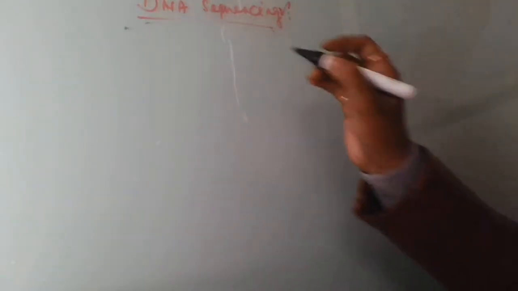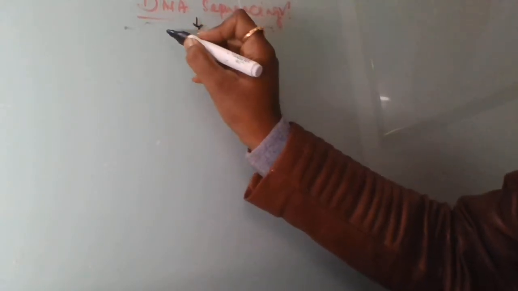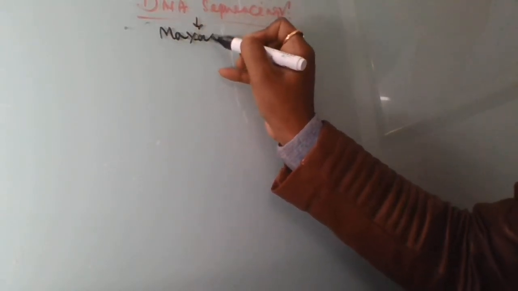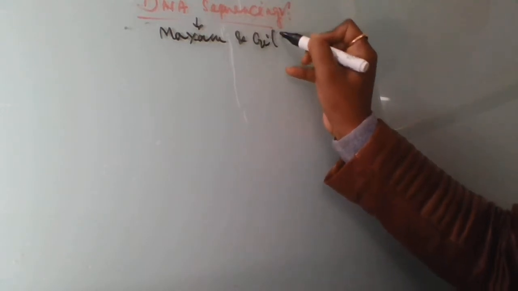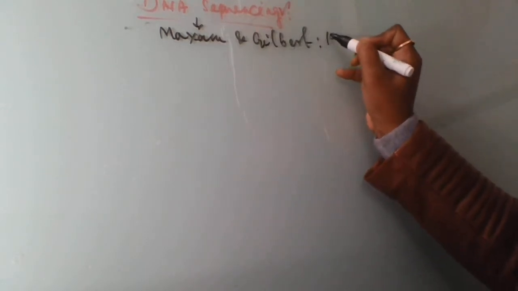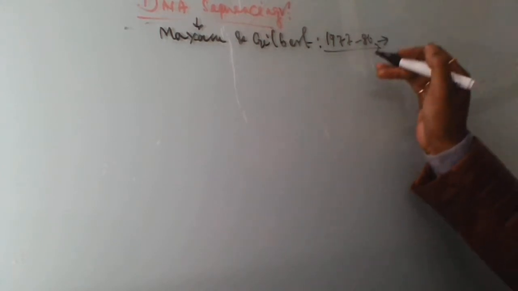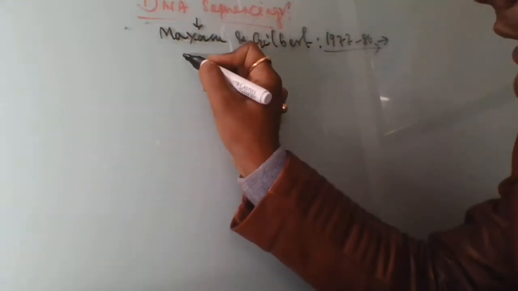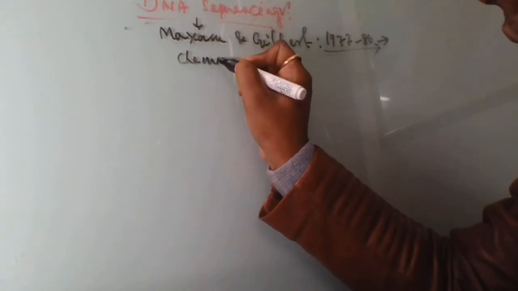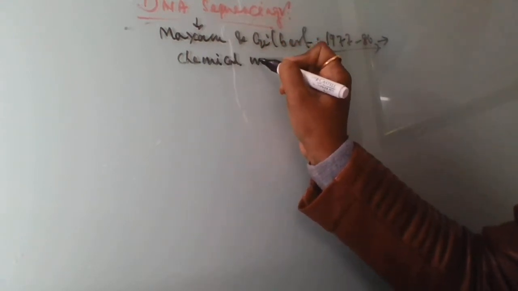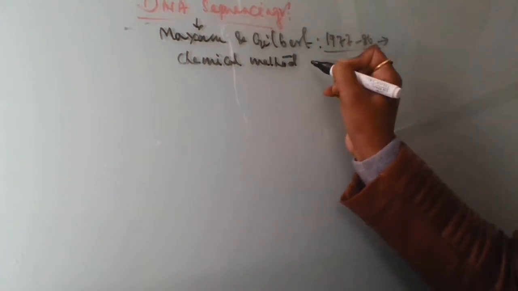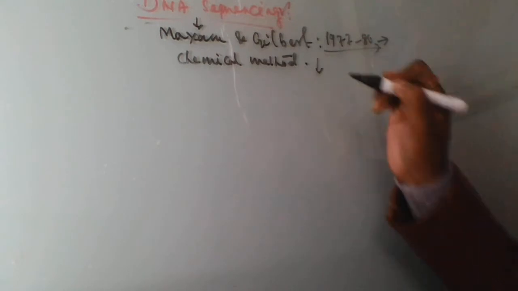So the method is called DNA sequencing by Maxam and Gilbert, and it is from 1977 or the 80s, and it has been standardized since. This is basically a chemical method, and I'll discuss this in my next video.